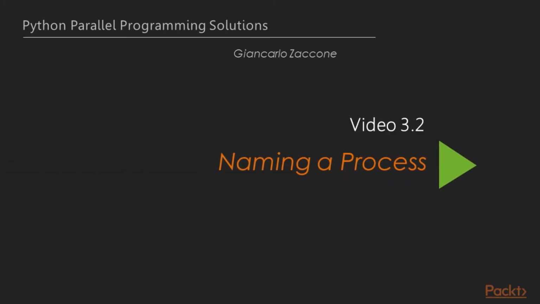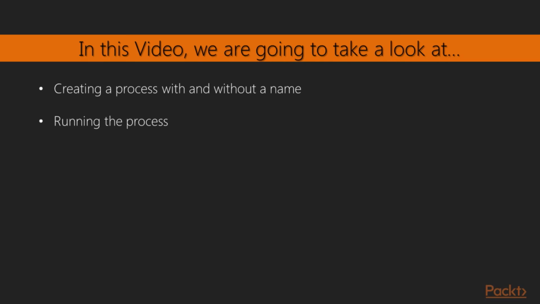In the previous video, we saw how to spawn a process. In this video, we'll see how to name a process. For that, we'll create a process with and without a name and then run it.